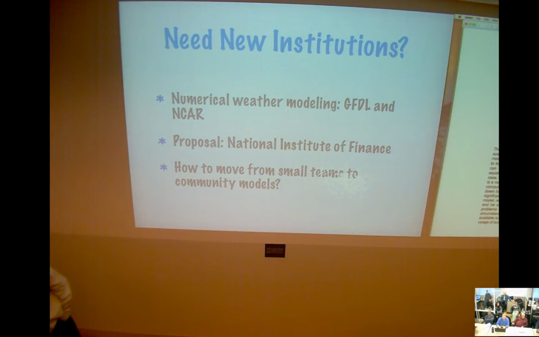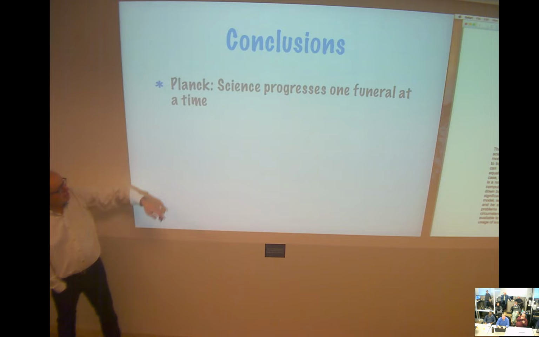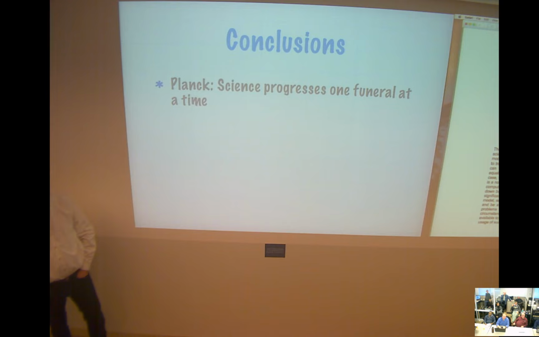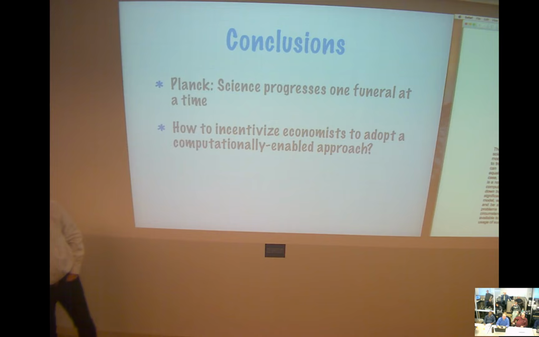Max Planck famously said that science progresses one funeral at a time, and it may be that people who are deeply trained in mathematical economics may just never have the appetite to do computing the way we want them to do computing. And so the question remains, how to incentivize economists to adopt a more computationally enabled approach? How can we create computationally enabled economics? We don't have that today.